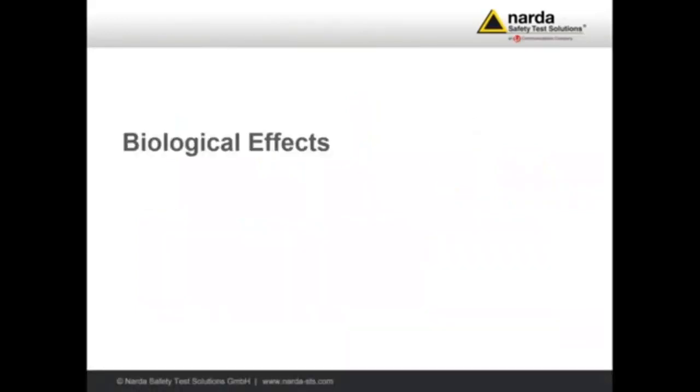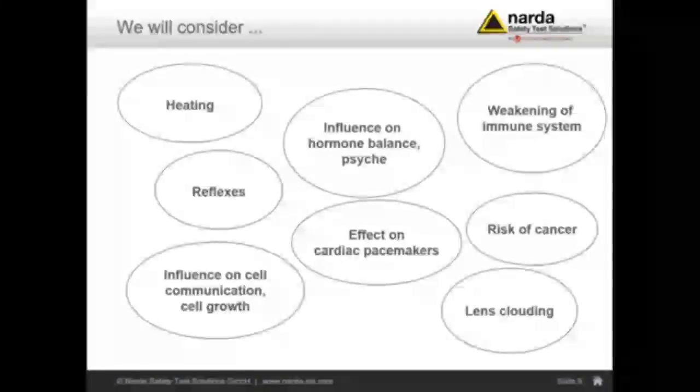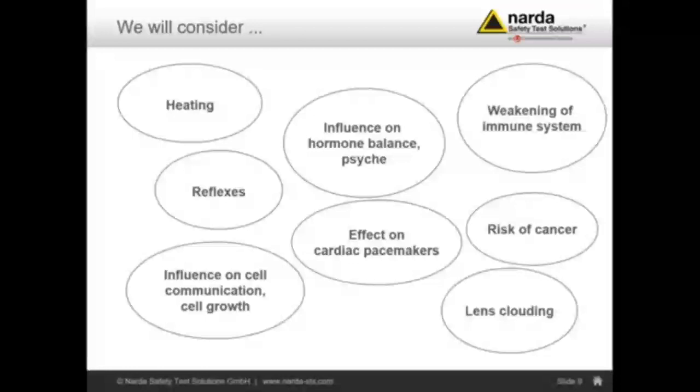So which are the biological effects? When you go into the newspapers, you see a lot of biological effects like heating, weakening of the immune system, risk of cancer is a big topic, lens clouding and so on. And many times all those items are mixed up, and I would like to sort them a little bit. What is the base of legislation and so on.